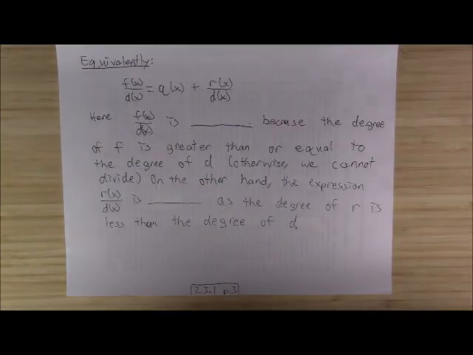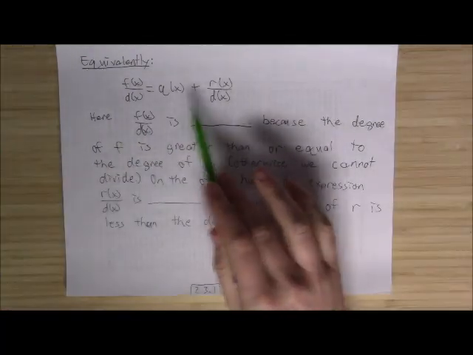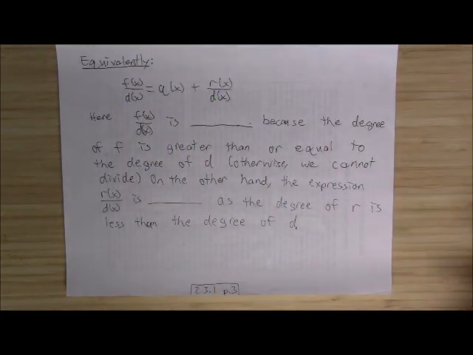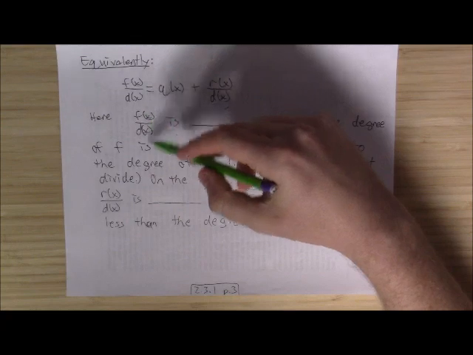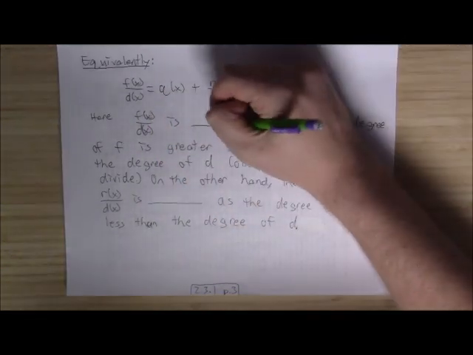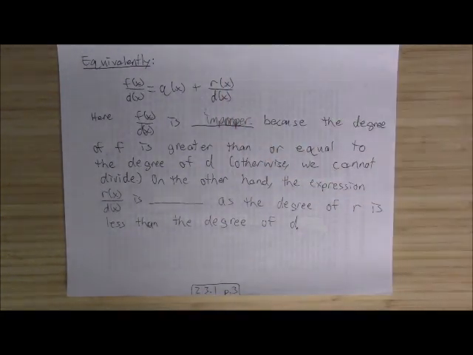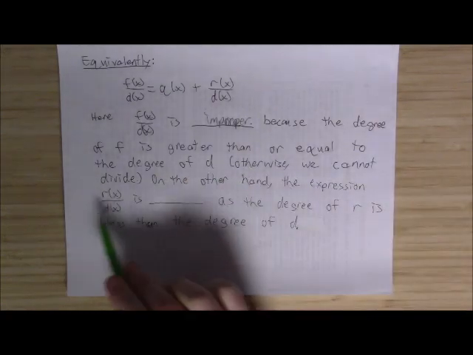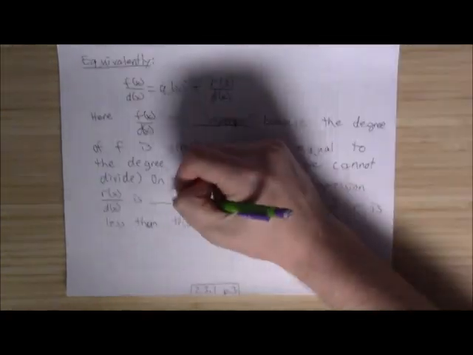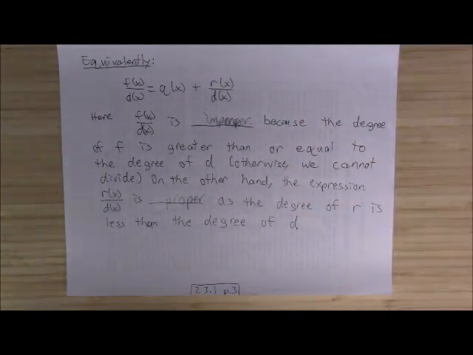But equivalently, what we're really saying here is if you divided the whole expression on the last page by d of x, we would get exactly what we saw here. We say f of x divided by d of x, since we know f of x has to have a degree greater than or equal to the degree of d of x, that it is improper. Whereas the fraction r of x over d of x is actually proper, as the degree of r of x, as we saw on the last page, must be less than the degree of d of x, assuming r of x isn't 0.